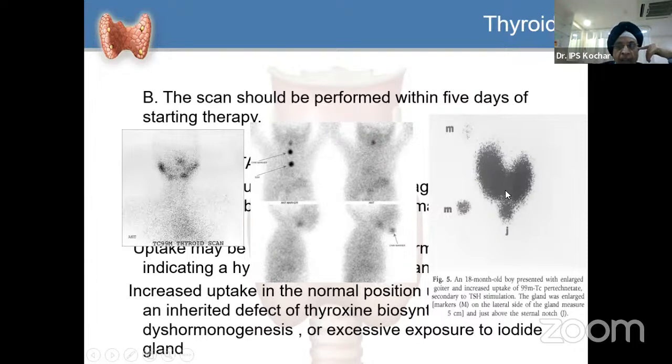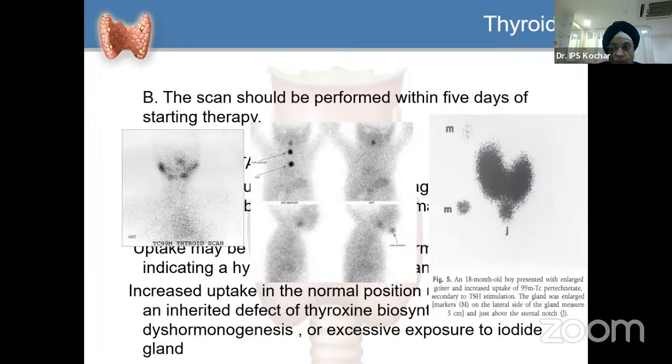And here is a very nice condition: an 18-month-old baby with a large goiter and increased uptake of technetium secondary to TSH stimulation. There is increased uptake in the normal position. Here there is an inherent defect in thyroxine biosynthesis, dyshormonogenesis, or excessive iodine exposure. This tells us the patient has excess uptake but no release of thyroxine into the blood. Therefore the gland is big, and you might have a goiter. There is an innate biosynthesis defect, which is called dyshormonogenesis.